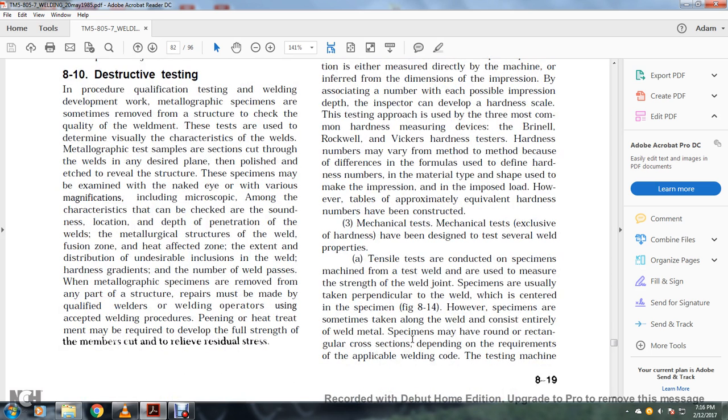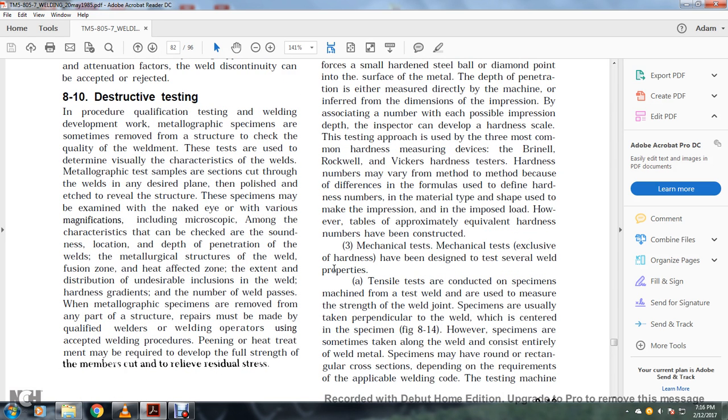Mechanical tests are exclusive of the hardness tests. They have been designed to test several weld properties. Tensile tests are conducted on specimens machined for the test of the weld. They are used to measure the strength of the weld joint, and the specimens are usually taken perpendicular to the weld, with the weld at the center of the specimen. However, specimens are sometimes taken along the weld, consisting entirely of weld metal. Specimens may have a round or rectangular cross-section depending on the requirements of the applicable welding code.